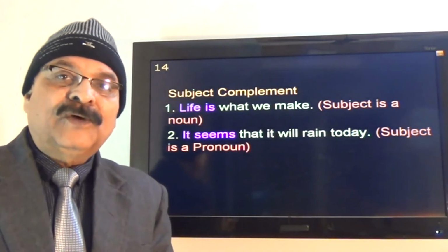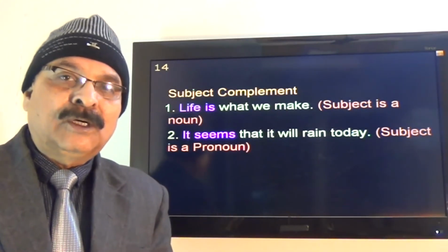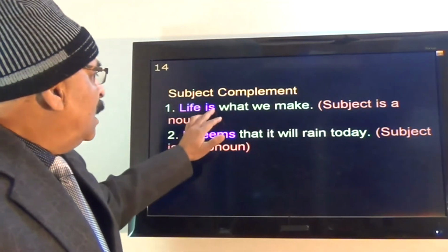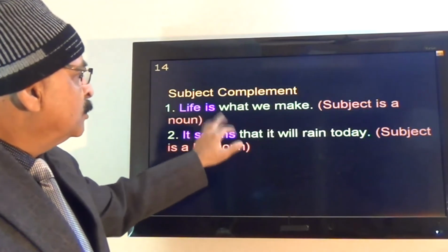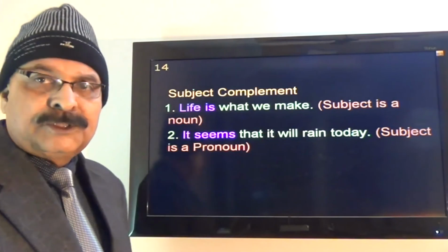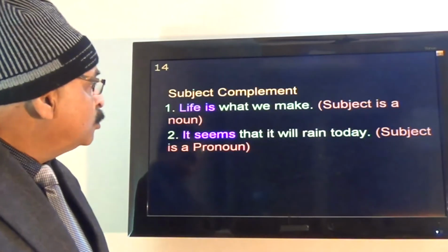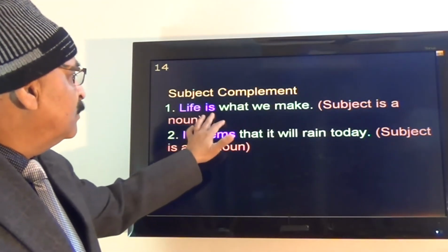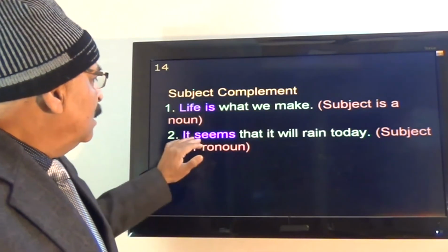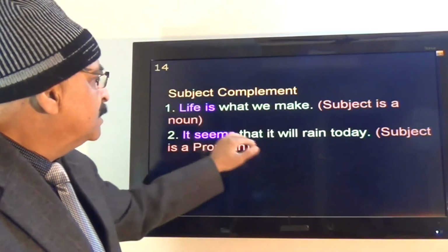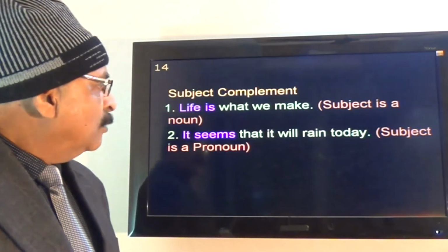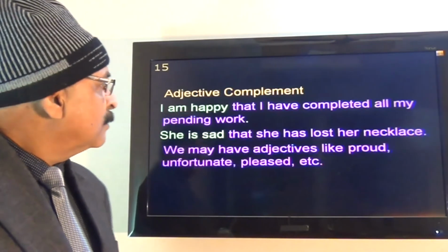And then you are to find out whether it is object or complement or subject to the verb. And if you find these linking verbs, is, am, are, was, were, seems, appears, then it is a complement clause, a noun clause as a complement to what? Maybe the subject. Life is, this is completing the meaning of the subject. Life is what we think. It seems that it will rain. This is a subject complement, completing the meaning of the subject.